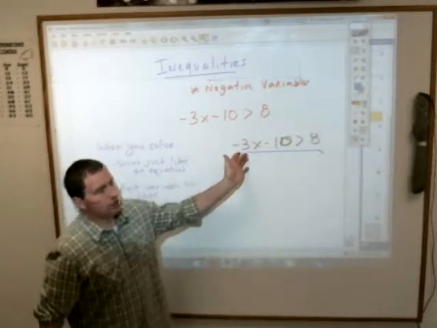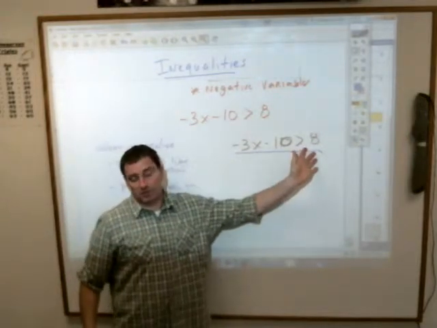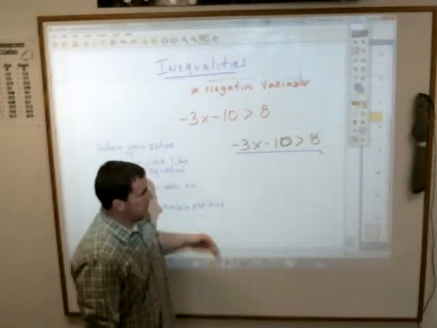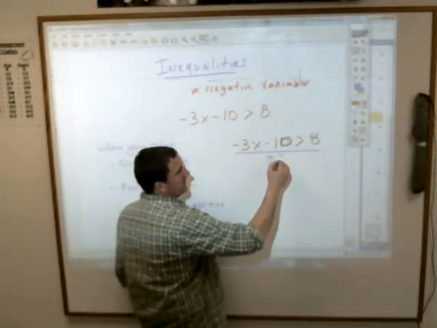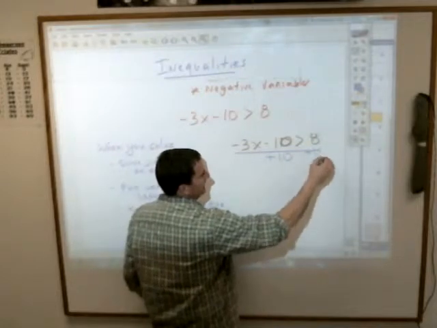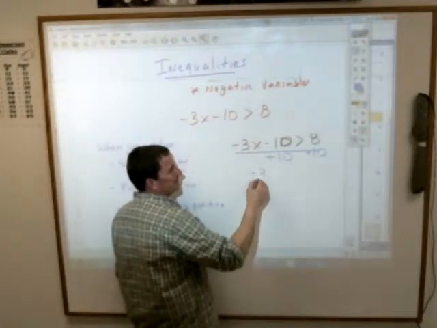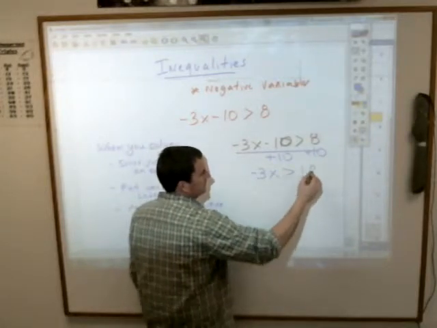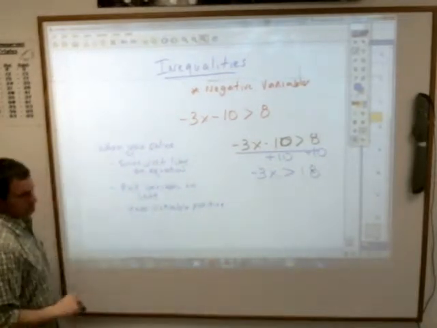So, I have negative 3x minus 10 is greater than 8. What's the first thing I do? Add 10, just like in an equation. The first thing I'm going to do is add 10. I'm going to end up with negative 3x is greater than 18.